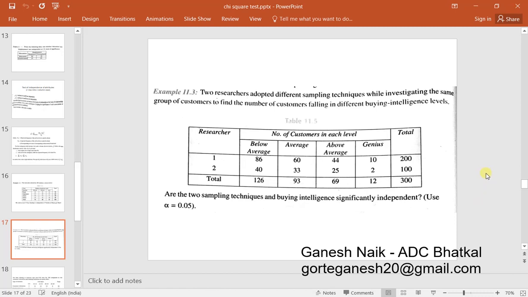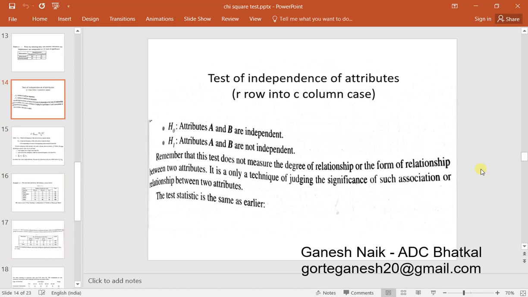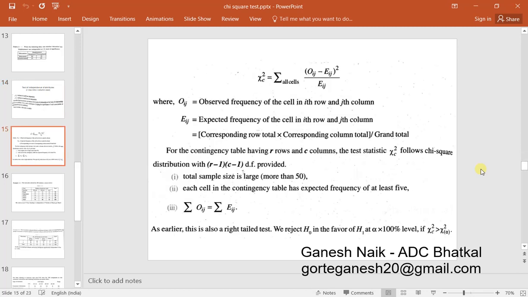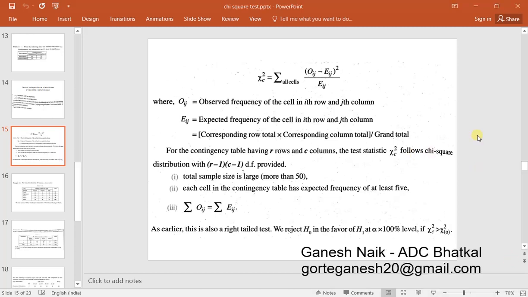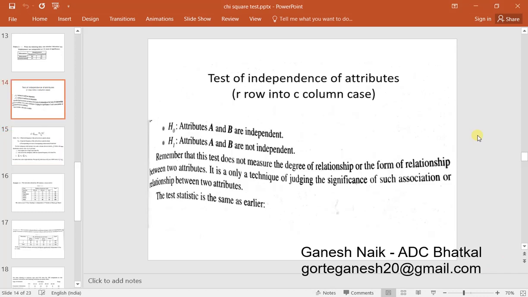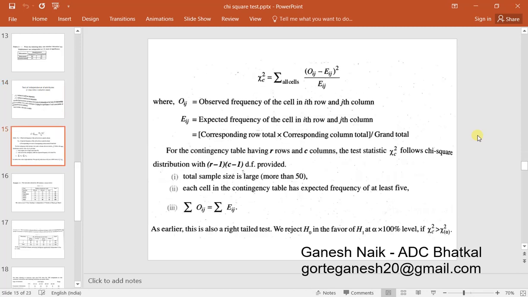Hello students, we have discussed one problem in R into C column case for the test of independence of attributes. So today we will take the next problem in the same concept, which is again test of independence of attributes R into C column. So yesterday I had told you about some conditions.